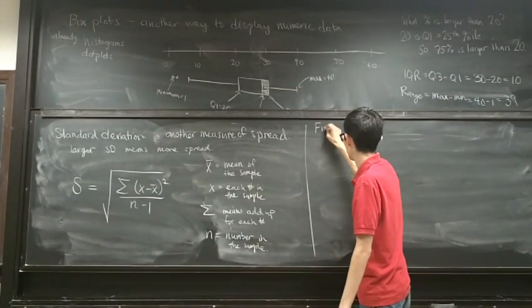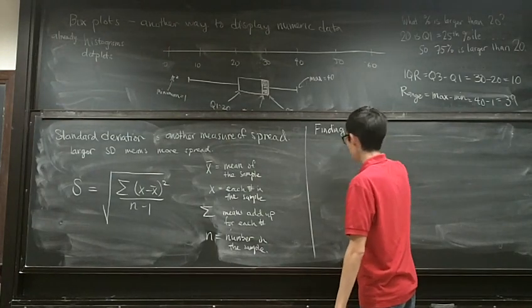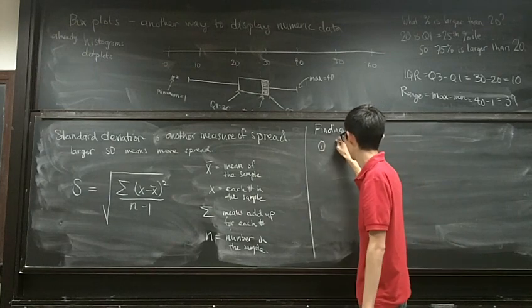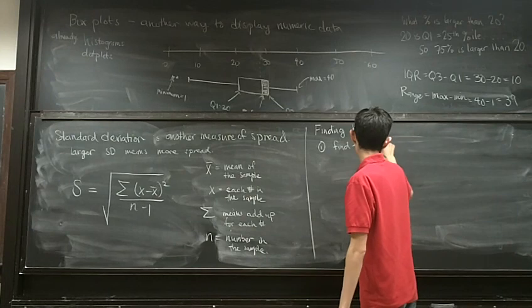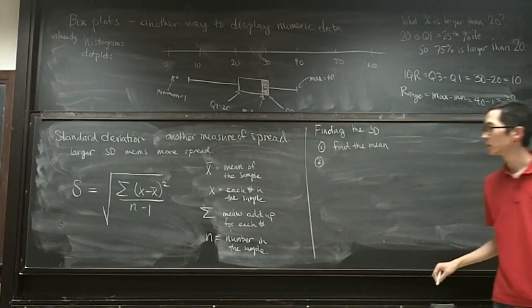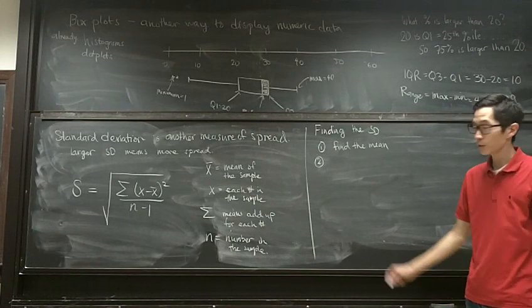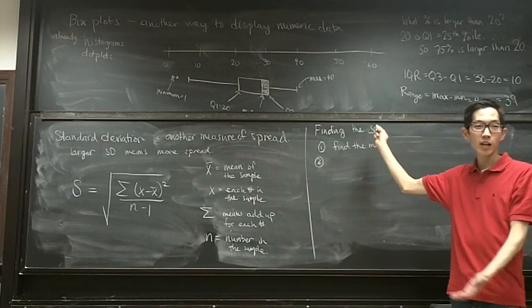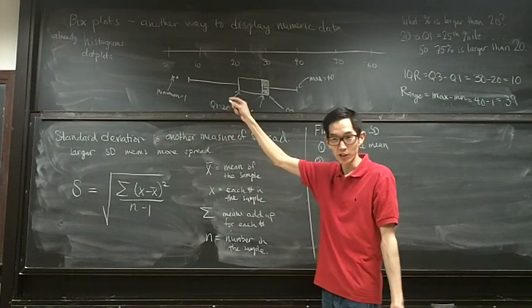Alright. Let's talk about finding the standard deviation. Number 1. Find the mean. Number 2. I'm going to use this term deviation, to give you the idea of why we call this the standard deviation.